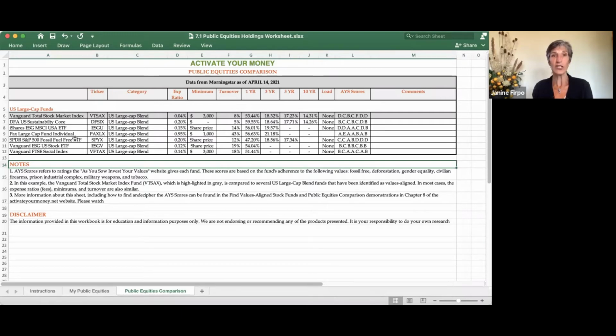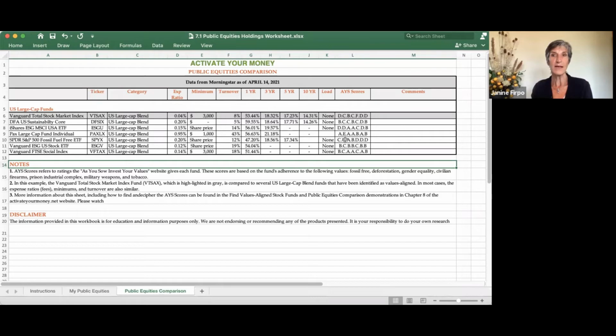The PAX Large Cap Fund, which has a higher fee and a higher turnover, which means there could be more tax implications on this particular fund in a given year, did much better than the Vanguard Total Stock Market Fund in a 1-year and in a 3-year term, even considering some of that extra fee. Now, it does not have the same level of track record, but what you see here is that this particular fund is doing extremely well in terms of the scores that it's getting from the As You Sow site. It gets all A's and B's.